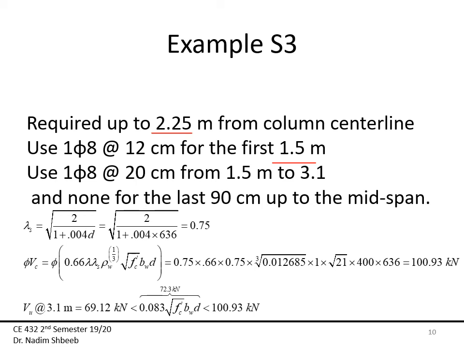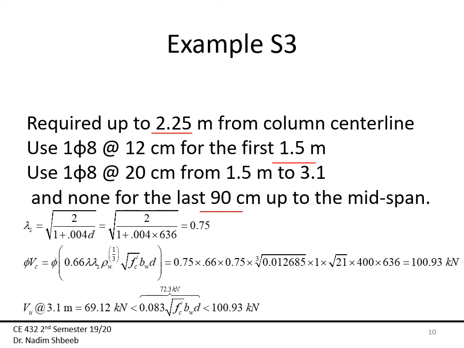Okay, and then at 1.5 meters, again, I calculated a new V ultimate. All right, and that gave me an S actually bigger than 20 centimeters. But again, going back to the S1 max and S2 max, the minimum of that was 20 centimeters, right? So I'm using 12 for the first 1.5 meters, and then I'm using 20 from 1.5 to 3.1. The only reason why I said I'm not going to use stirrups for the last 90 centimeters is to show you how I'm going to calculate equation phi Vc.